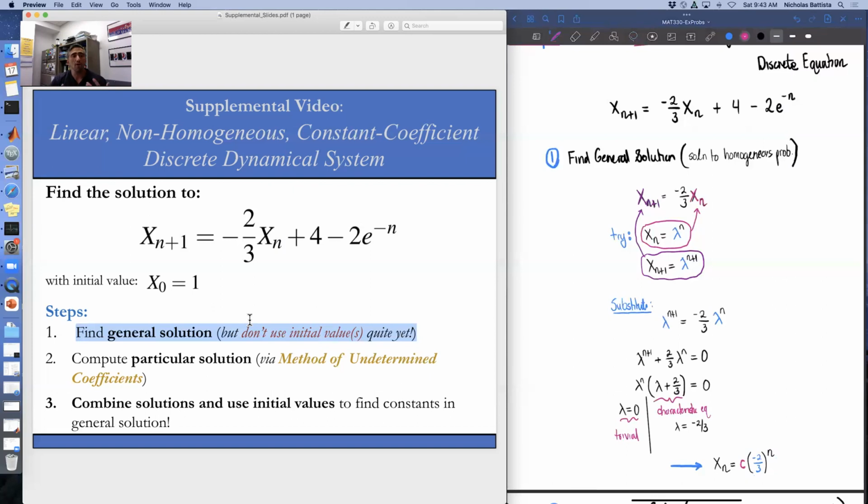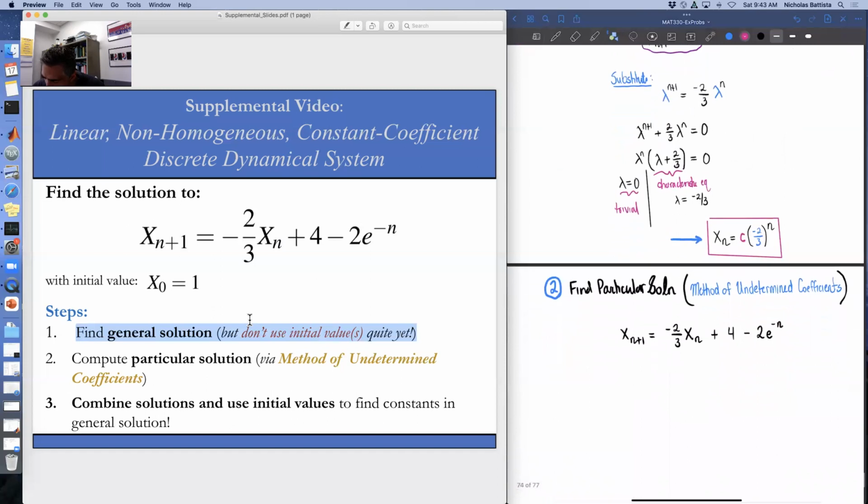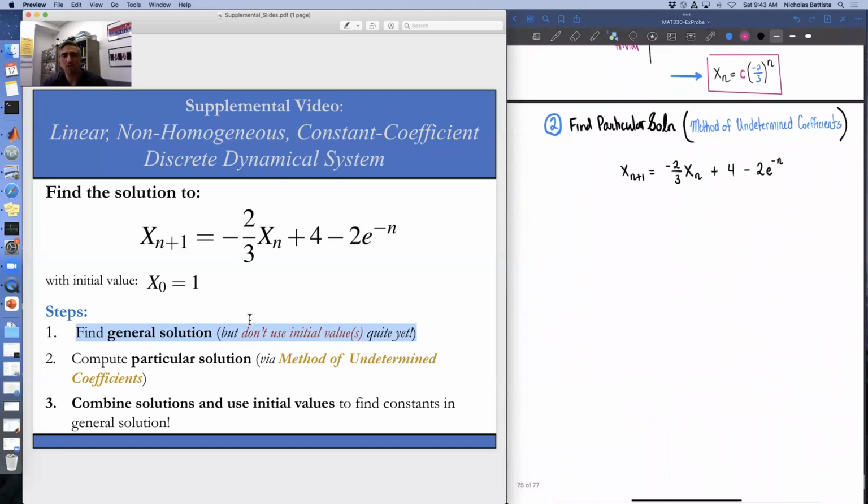And that will be our general solution or complementary solution that we'll use towards the end of the problem. So we'll come back to this in a little bit. The next part is, once we have that general solution, we're not going to figure out what C is using the initial value yet.